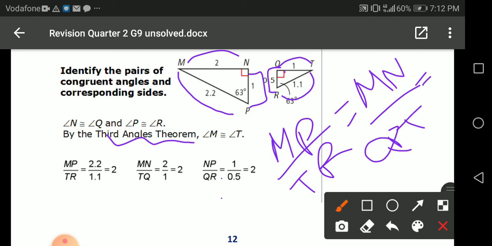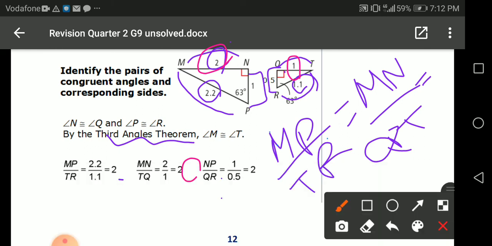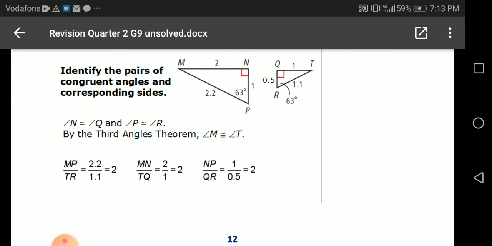2 over 2.2. This one, 2.2 over 1.1 gives you 2. MN, let it be with another color to make it clear, 2 over 1 gives you 2. The last one we have here is NP over QR, which is 1 over 0.5. 1 divided by half gives you 2. Okay, is it easy? I think it is.